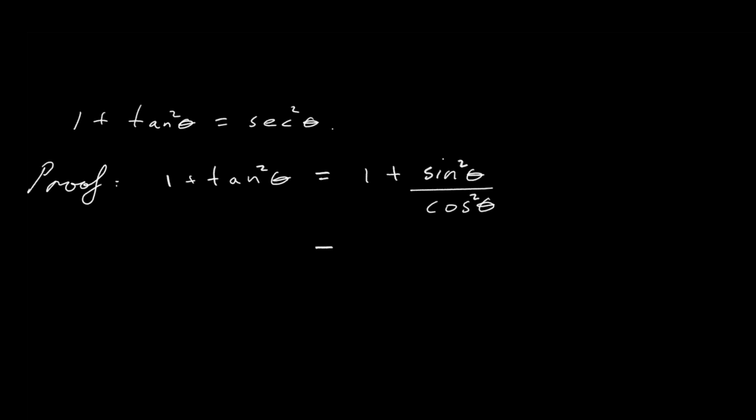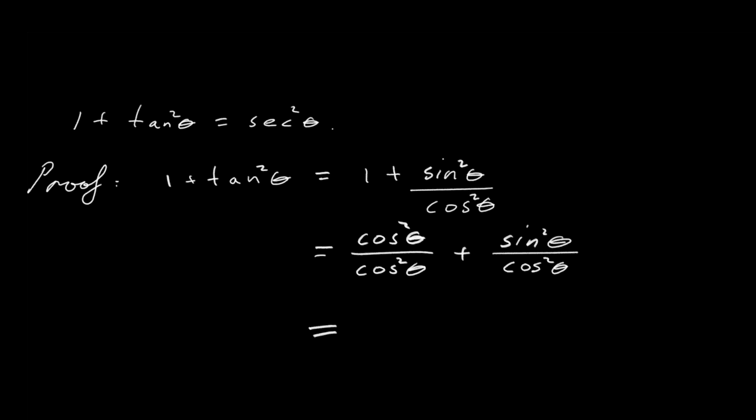So in order to do this, it would make sense to write the number 1 as the cosine of theta squared over the cosine of theta squared, because now we have a common denominator with this fraction term, the sine of theta squared over the cosine of theta squared. So now we can write this as one fraction with the cosine of theta squared plus the sine of theta squared in the numerator and the cosine of theta squared in the denominator.